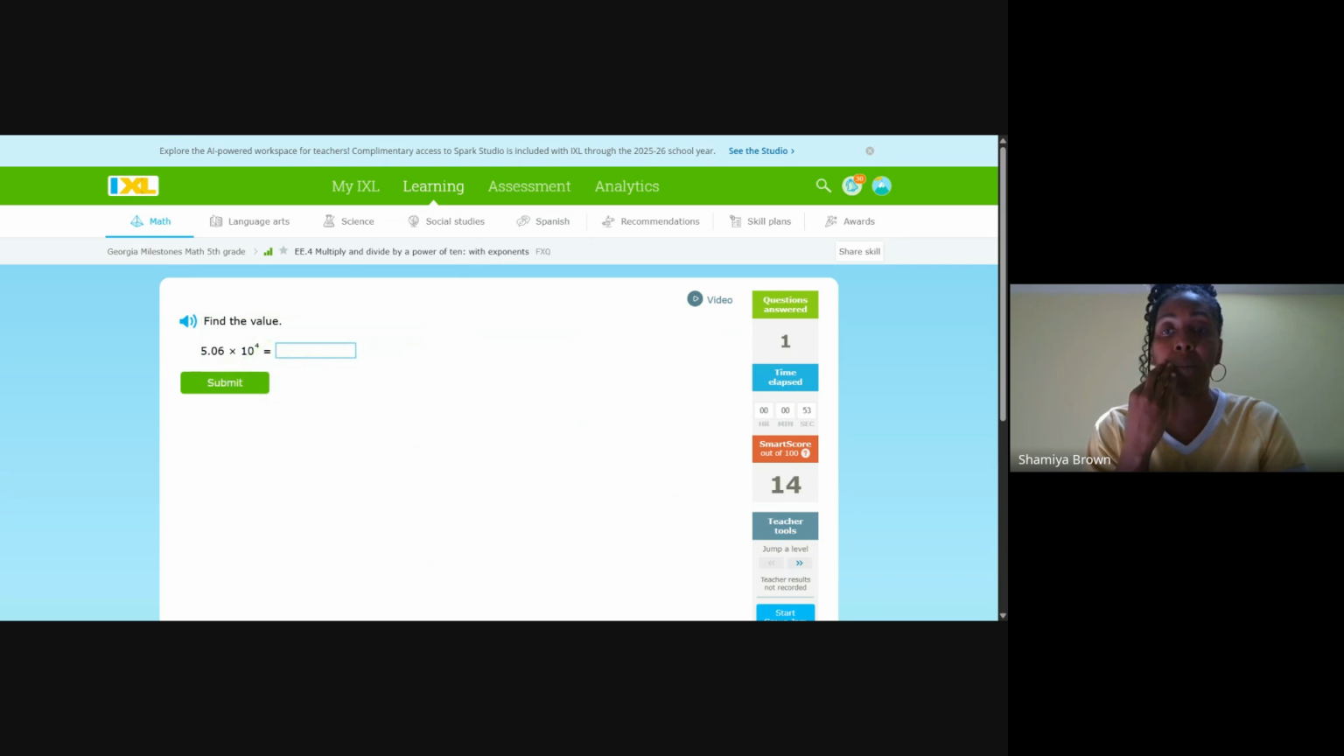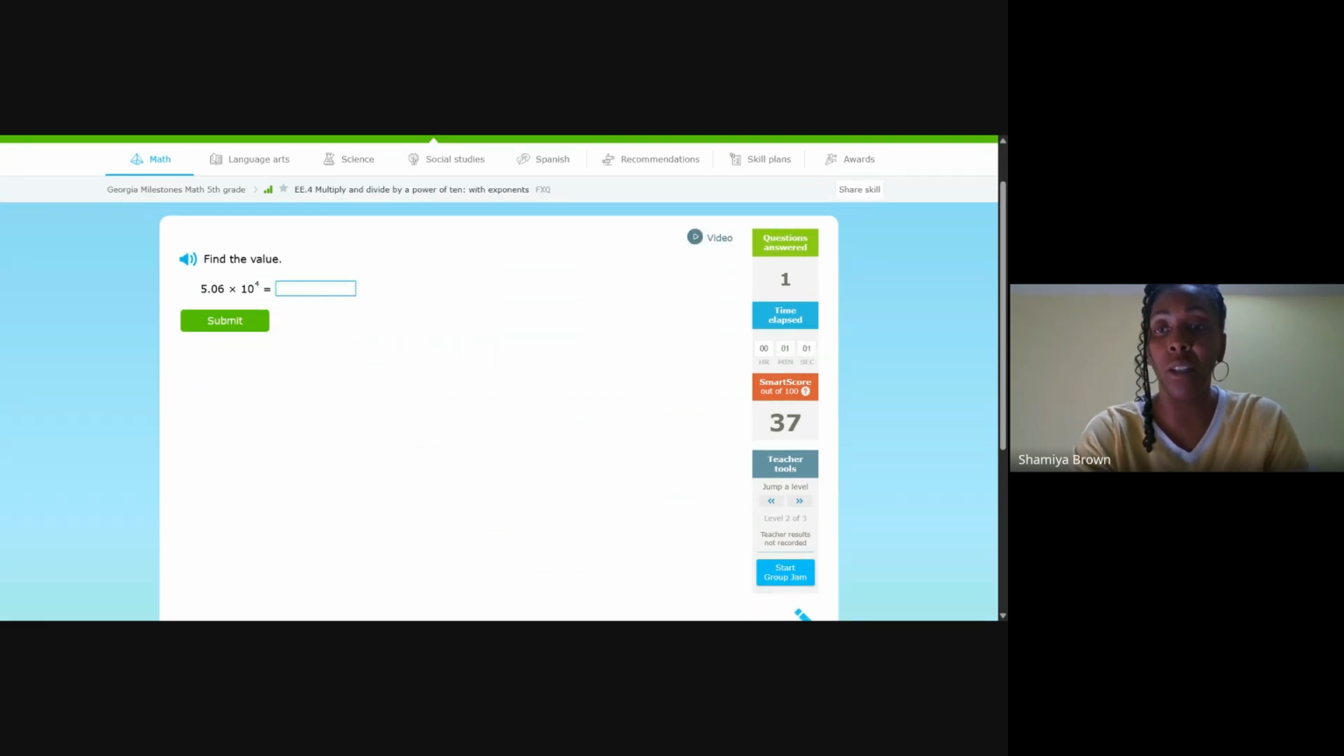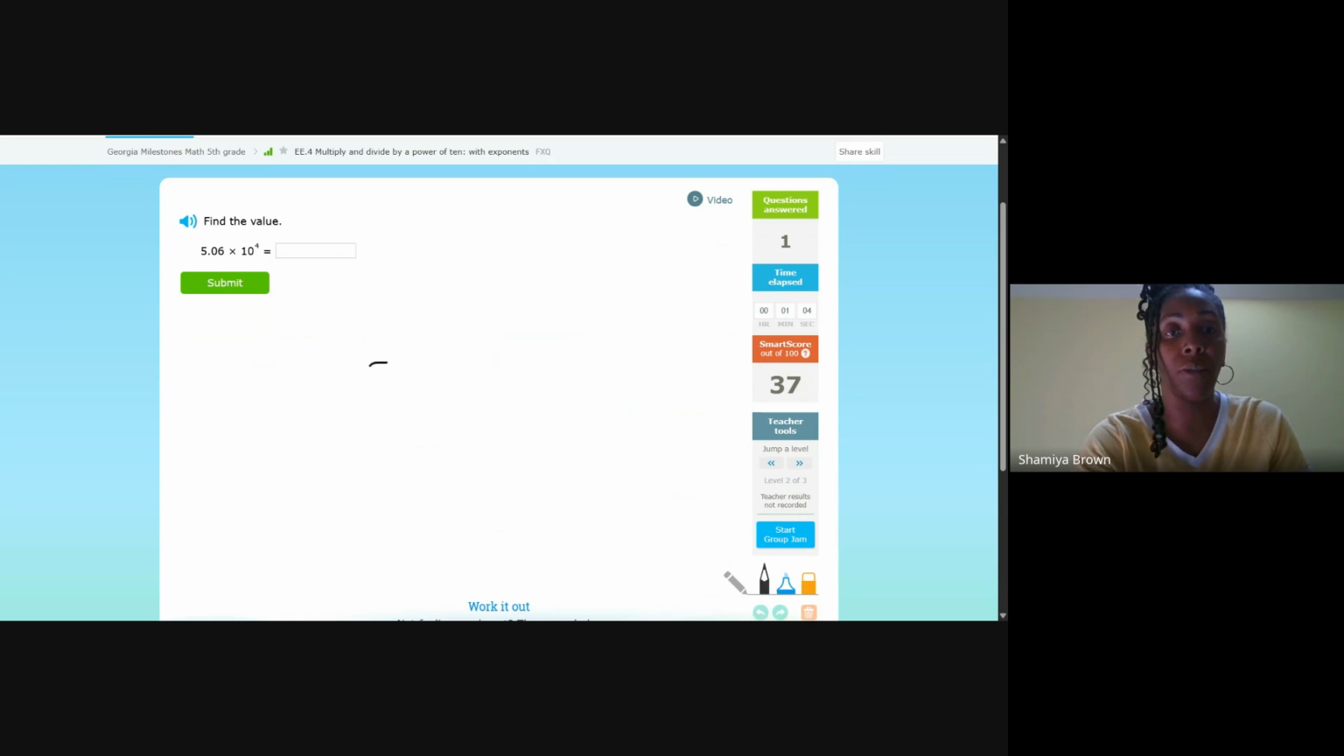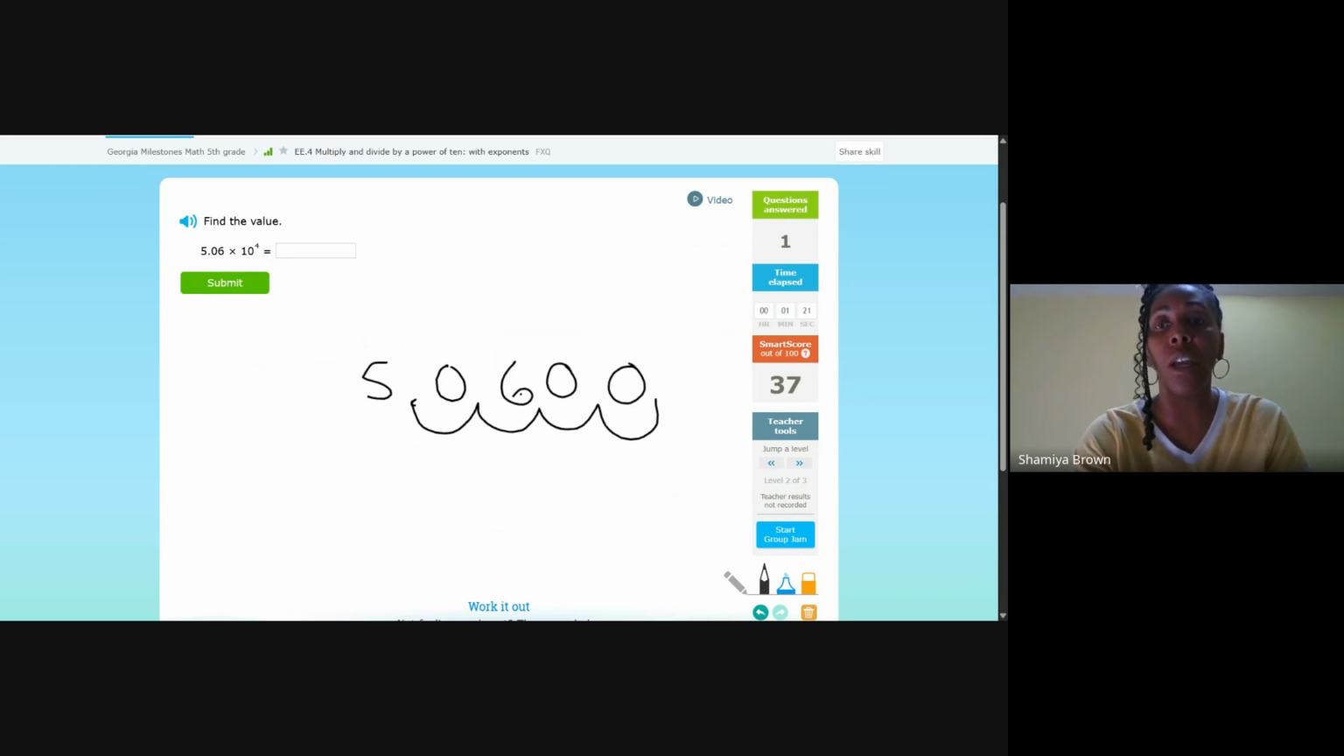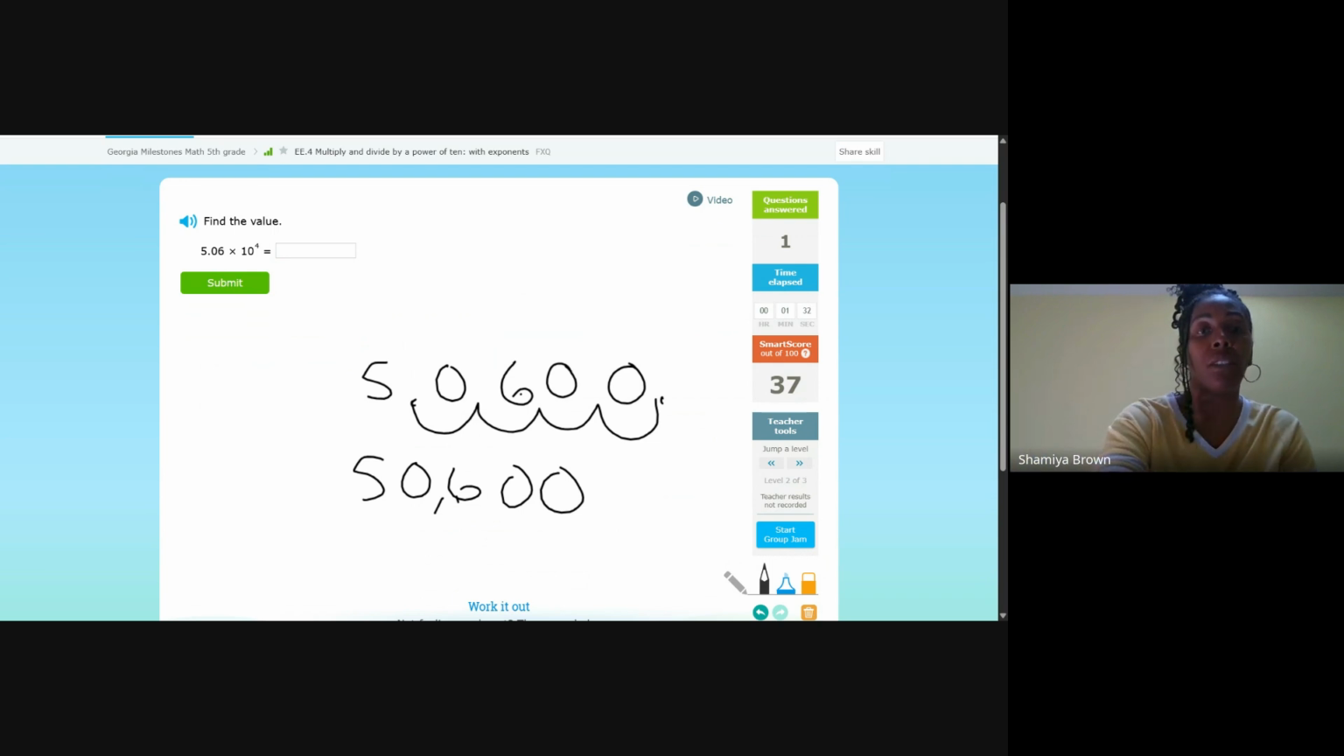All right, so that's pretty simple. Same thing here. So I'm going to go to a harder level, but really doesn't get much harder than this with this skill. So it's 5 and 6 hundredths times 10 to the fourth power. So I'm going to move my decimal 4 places. 1, 2, 3, 4. And in these empty spots, I'm just going to add zeros. Puts my decimal at the end now. So my answer is 50600. And if I go back and put my comma, that's going to be 50,600.